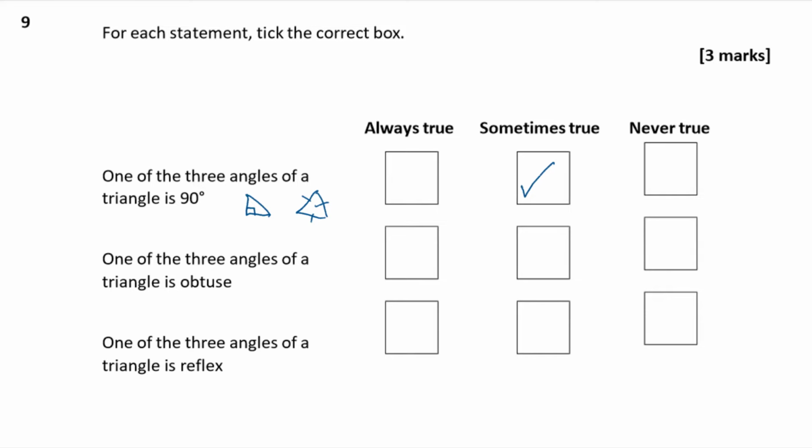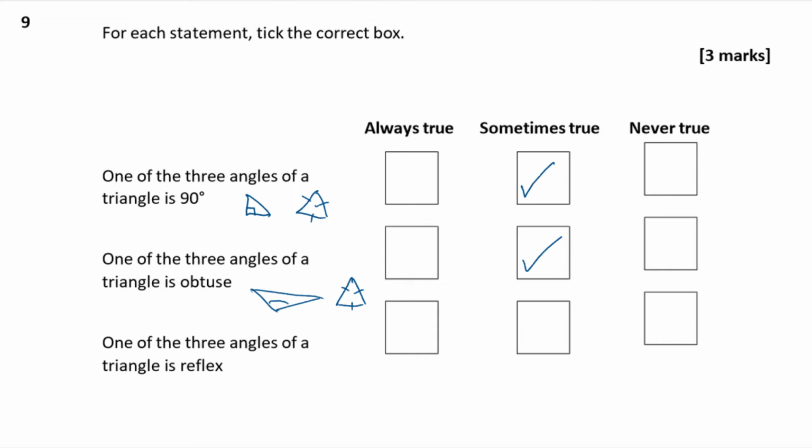Part B says one of the 3 angles of a triangle is obtuse. Now, can I draw one that is obtuse? Well, I could, couldn't I? So like a big angle like that, that's an obtuse angle. So I can draw one that is obtuse. But again, I could have an equilateral triangle which is 60, 60, 60, and none of those are obtuse, so I can draw them both with and without an obtuse angle, so I can say it's sometimes true.